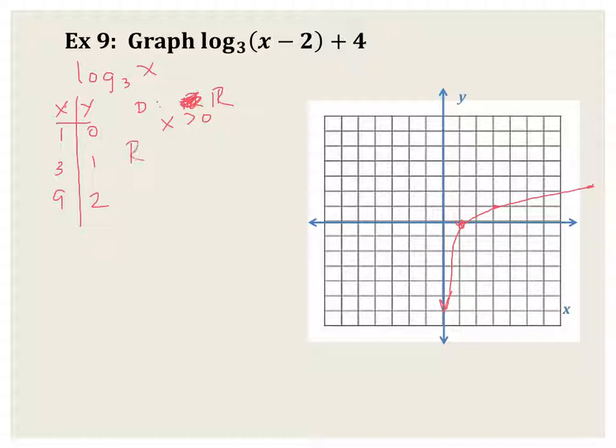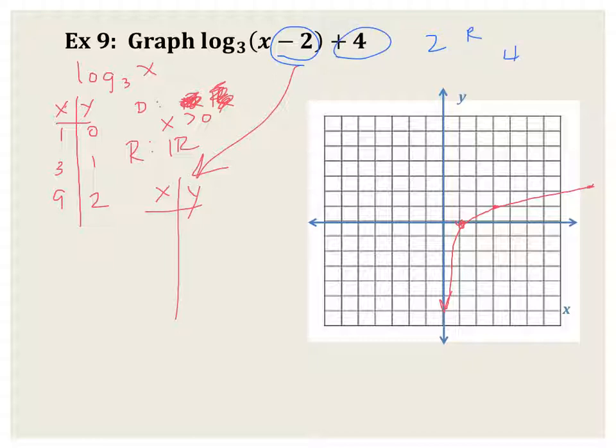Now your range, sometimes I have to look at the graph first. Now your range is actually all real numbers. Remember, they swapped. Your domain and range swapped. Now, the x and y for the new function, this is the one I actually want to graph. Remember, the -2 means we're going to go 2 right, and the +4 means we're going to go 4 up.